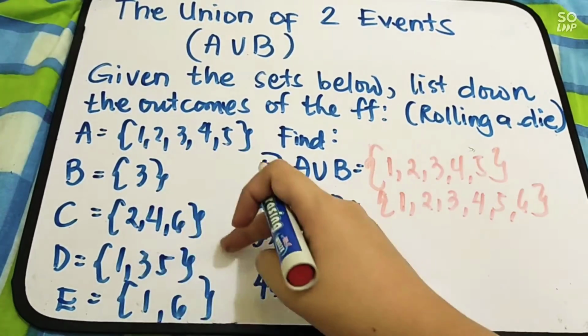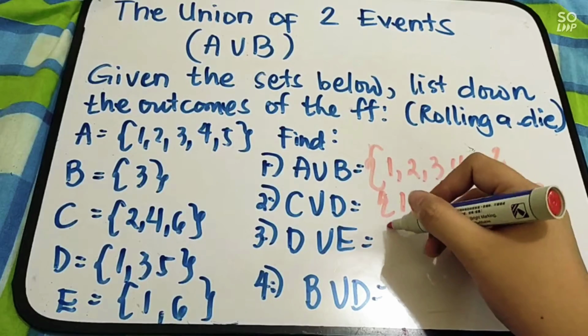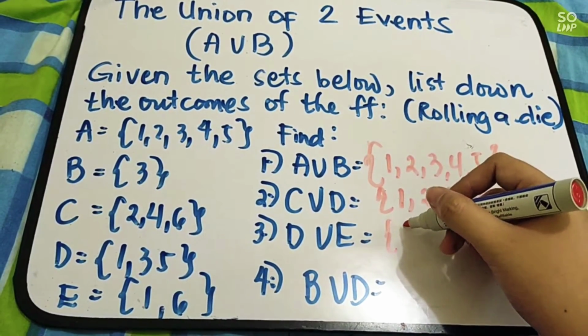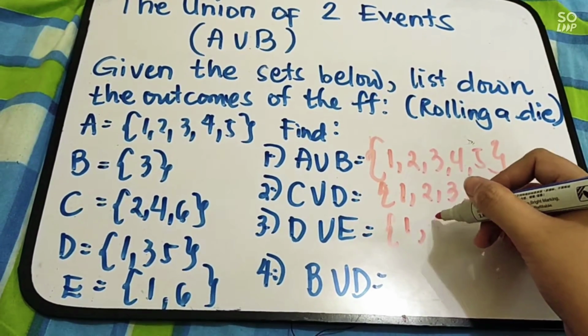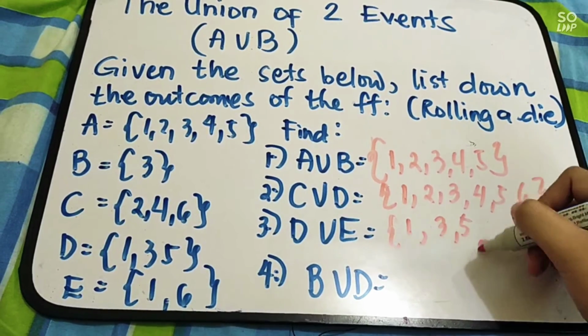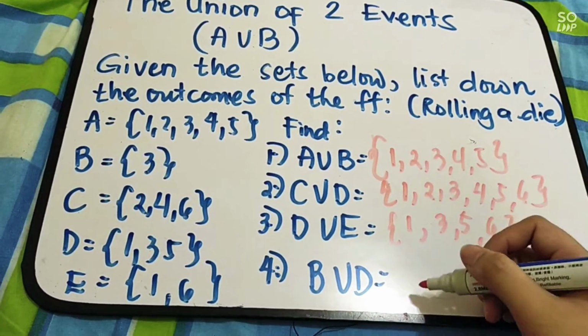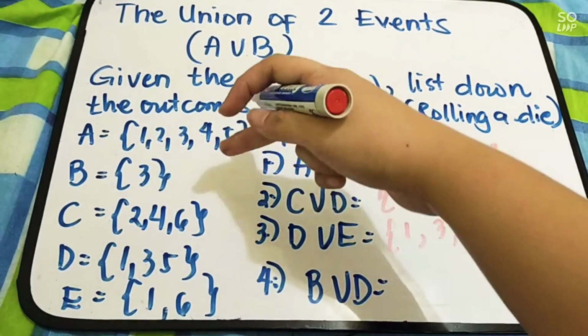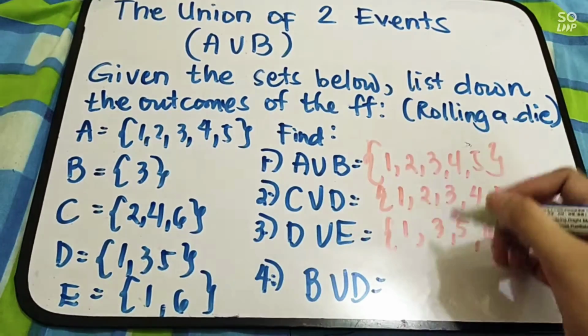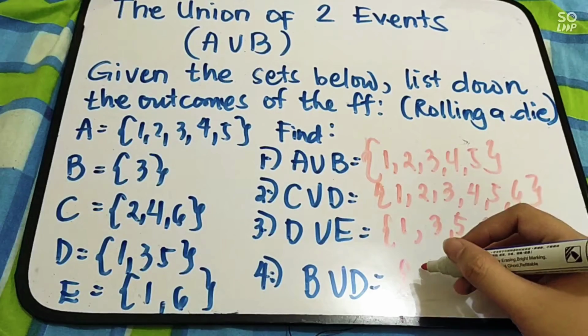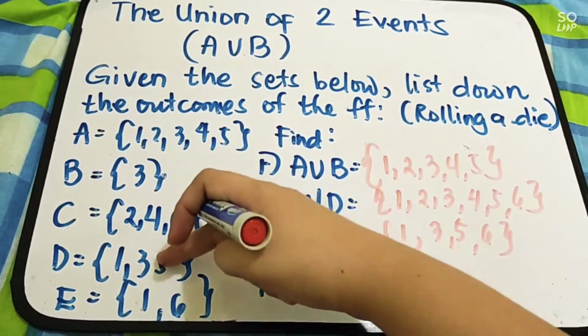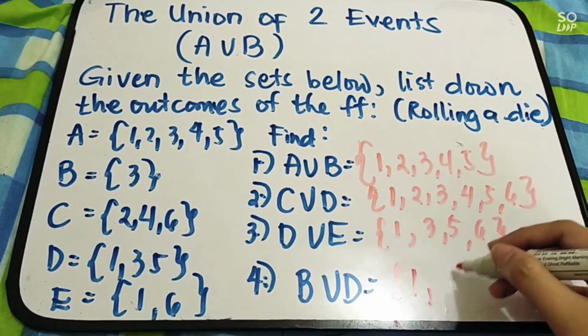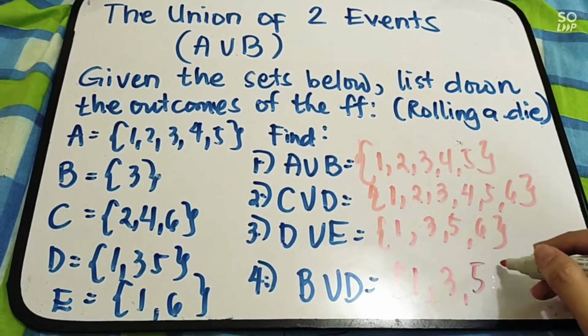Is there a common element? Yes, that is 1. So no need to repeat 1. We have the set of 1, then we have here 3, 5, and then 6. We're done. And then the last one, we have the union of B and D. B and D have a common element, which is 3. So the answer is 1, 3, and then 5.